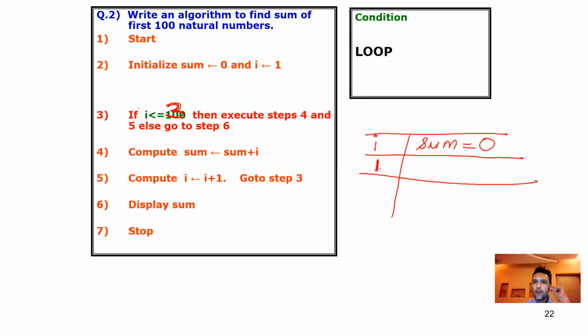The current value of I is 1. Look over here, 1. Okay. Sum was initialized to 0. I was initialized to 1. So I is equal to 1. So now, how to read this green color this way?